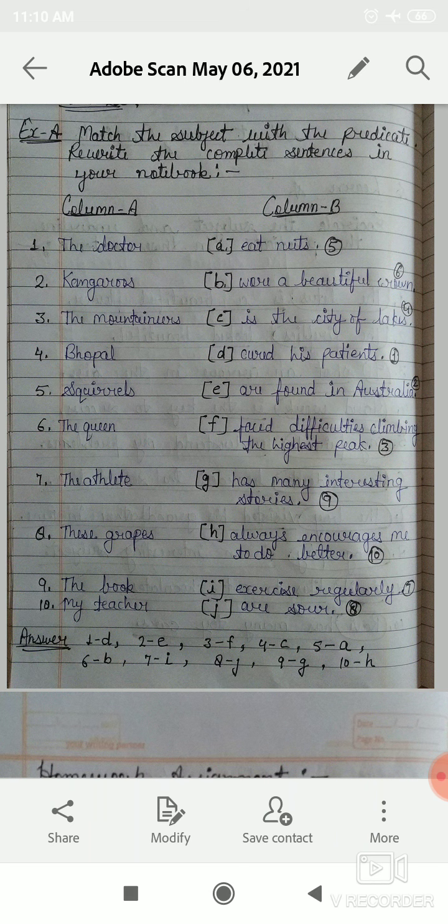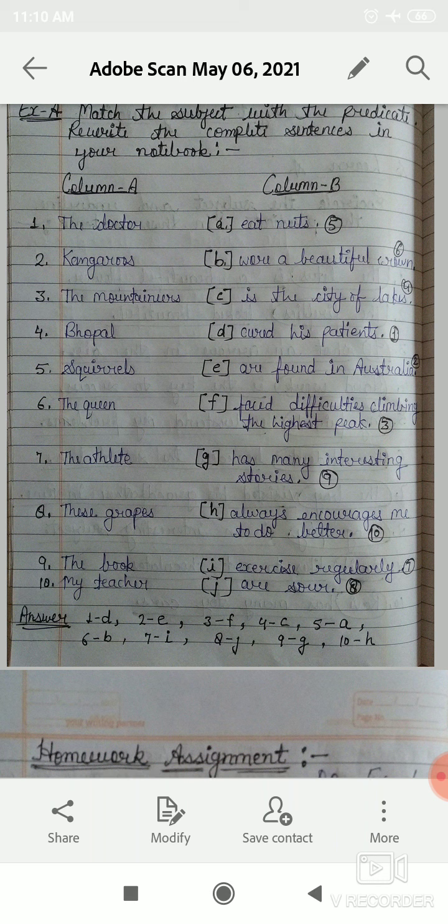Now next number 2. Number 2 is kangaroos. Okay, so students, kangaroo is a subject and tell me which predicate will match number 2. So students, here option number E will match with number 2, that is kangaroos. So number 2 kangaroos will match with option number E, that is are found in Australia. Okay, so students, you have to match number 2 with option number E.